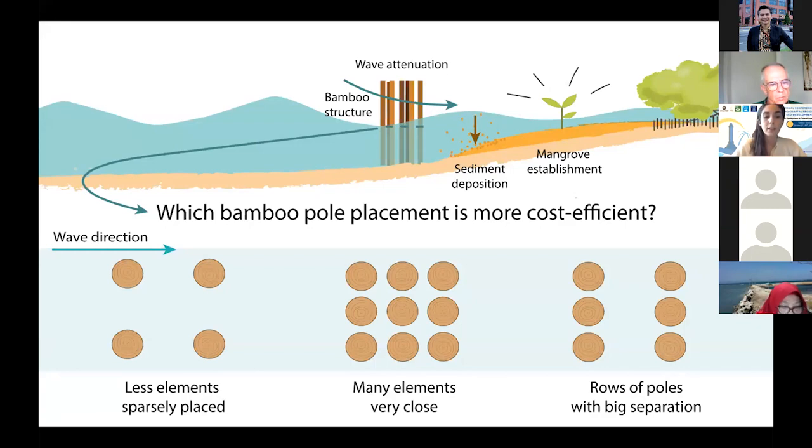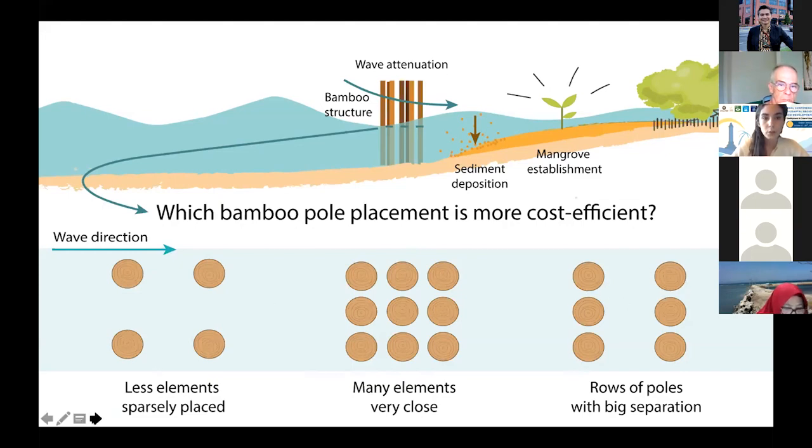So going from left to right, you can have the poles sparsely placed and then have less elements, so far from each other. You could have the elements closer to each other, like in the center picture, or you could decide to place them in rows. So basically you put the elements with a small spacing in the direction perpendicular to the waves, but with a bigger separation in the wave direction.